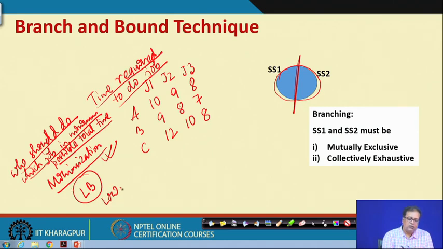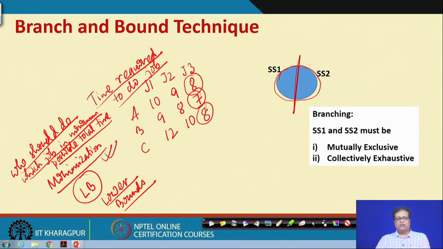What is LB? Lower bounds. So, how do I find the lower bounds? Can you quickly find a lower bound from this matrix? Supposing we go row wise, then 8 hours is the lowest, 7 hours is the lowest and 8 hours is the lowest. So, 8, 7, 8, which is 23 hours, is the lower bound.